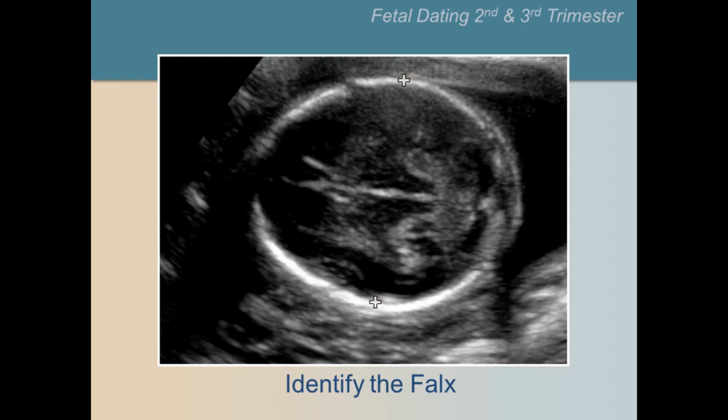Here is another image to identify the falx, cavum septum pellucidum, and thalamus. Please pause the video now to identify each of these structures. We have outlined these structures here to make them more obvious.